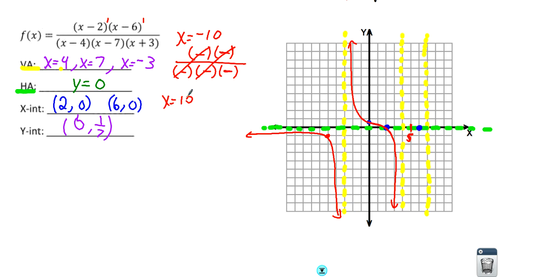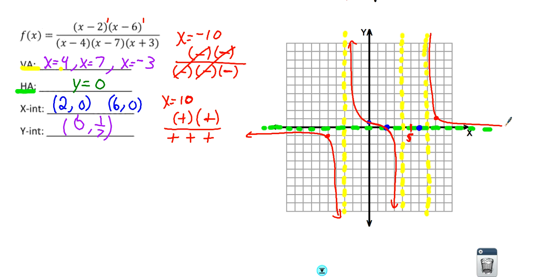Now let's do the right side. I'm going to use +10. When you plug in +10, you get positive on top. On the bottom, you get positive, positive, positive. So on the right side, we're on the positive side. So it's up there.